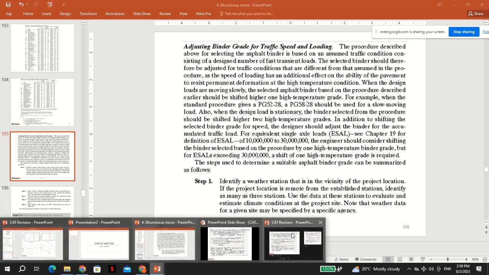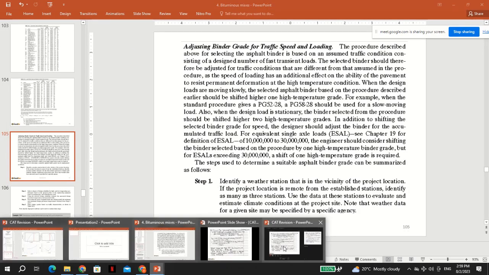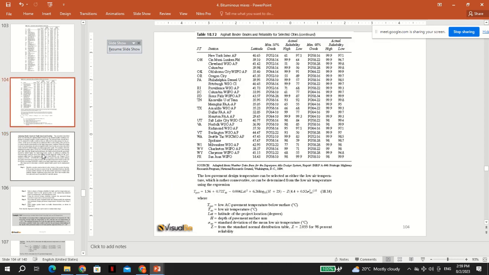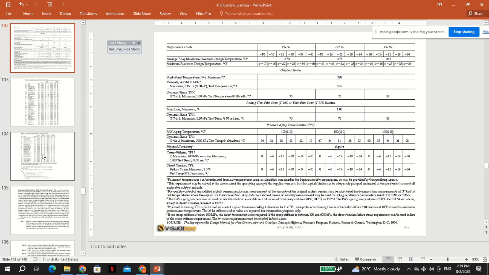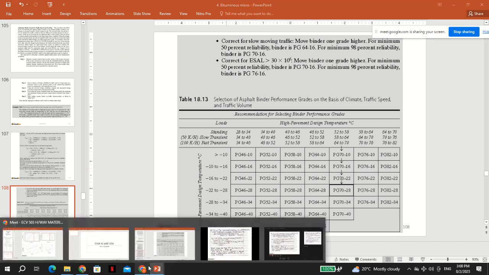So for this one, based on the temperatures that we found, so these are 73 and negative 6.74. If you go to table 18.11, what will fit this bill is 7610. So here, that's the binder, but this is for 50% reliability, because you can see the equivalent single axle load is greater than 30. So if you choose this one, that is 50% reliability. For 98% reliability, you need to go one grade higher. So one grade higher, if you go to this table, 7610 is here. One grade higher is 7616. Okay.